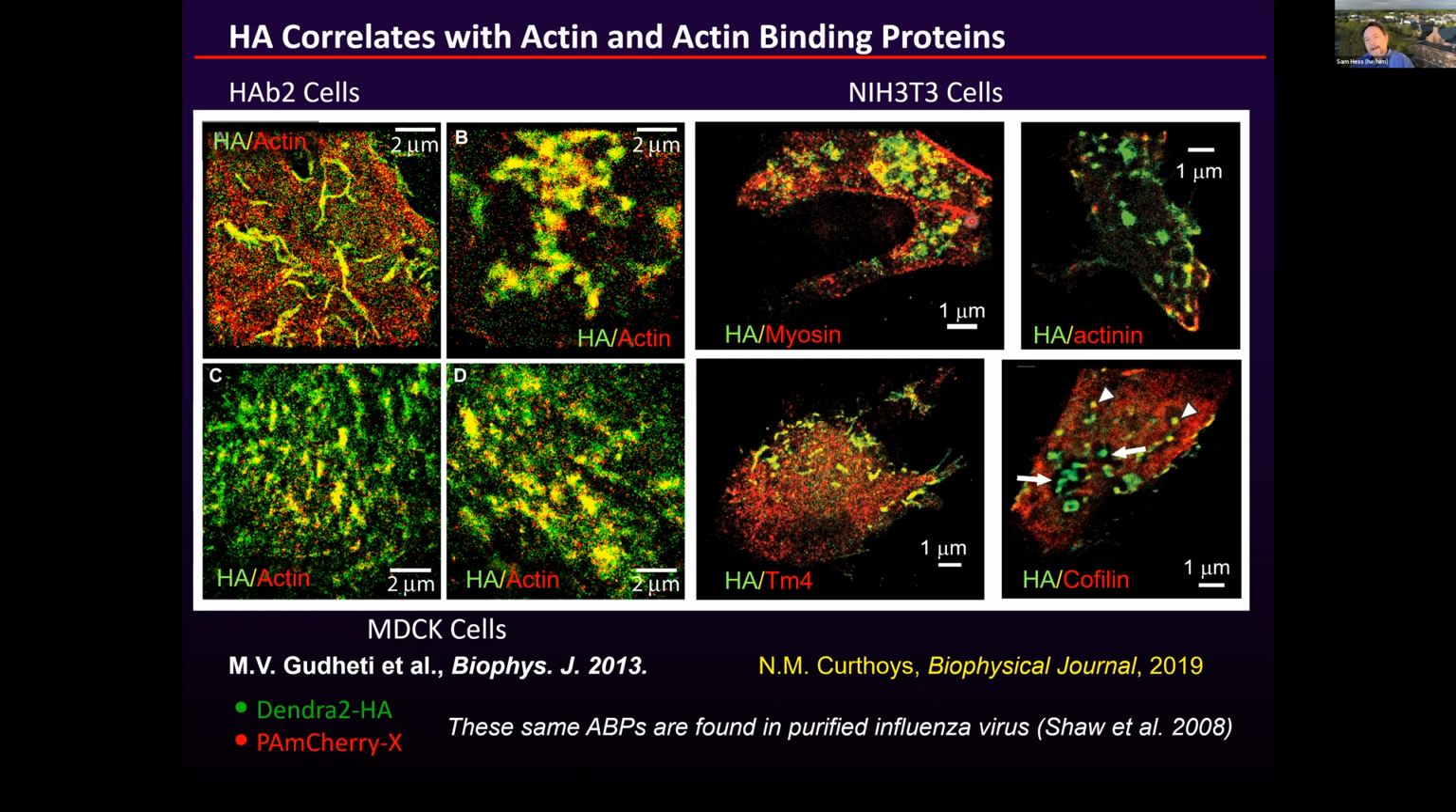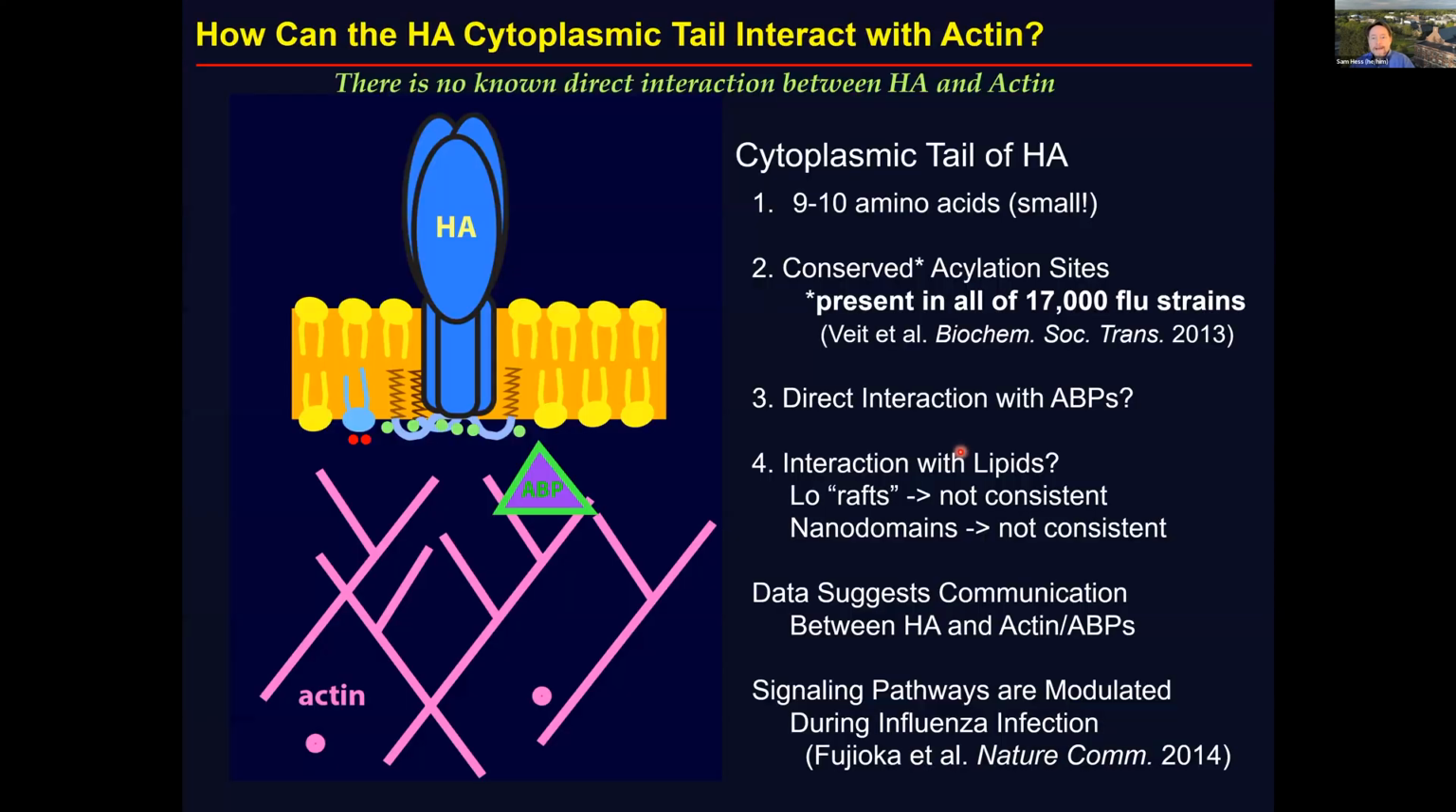We also see that actin binding proteins co-localize with HA in a variety of structures. I would point out that some of these same actin binding proteins are found in purified flu virus. So this connection may not be coincidental. Yet, how can it work?